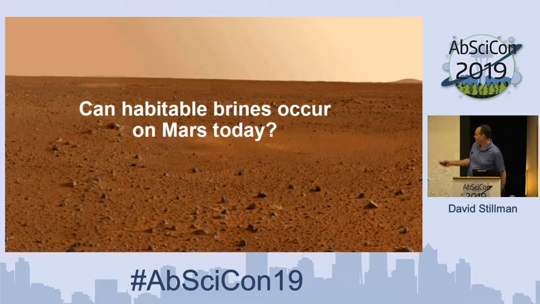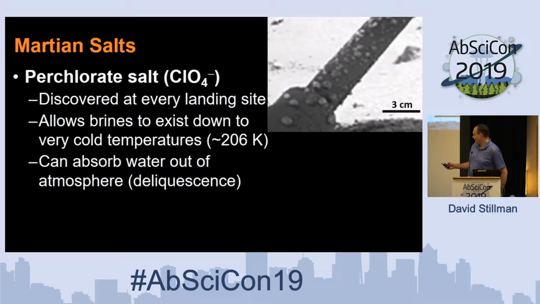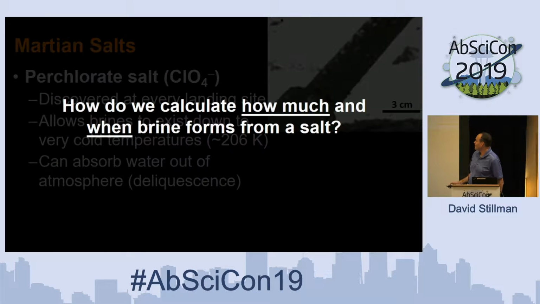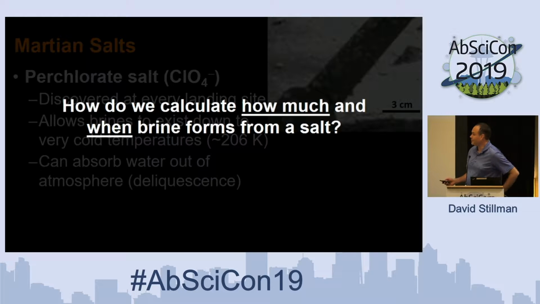Can habitable brines occur on Mars today? And I believe you already know the answer to that. Before you can have a brine, you've got to have salt. Everyone's excited about these perchlorate salts. They're at every landing site. They allow very cold temperatures, and they can absorb water right out of the atmosphere. Just as we've been seeing in this picture, we think we might have actually seen this at the Phoenix landing site. So how do we calculate how much and when brine forms from a salt?